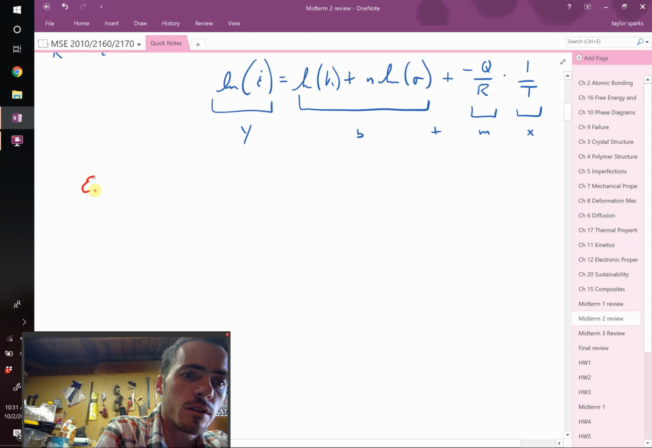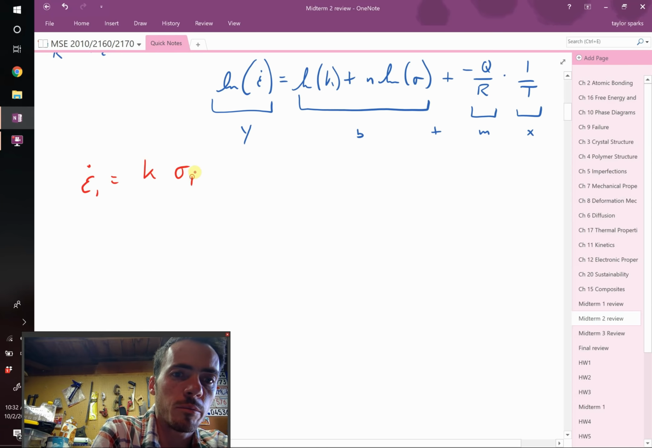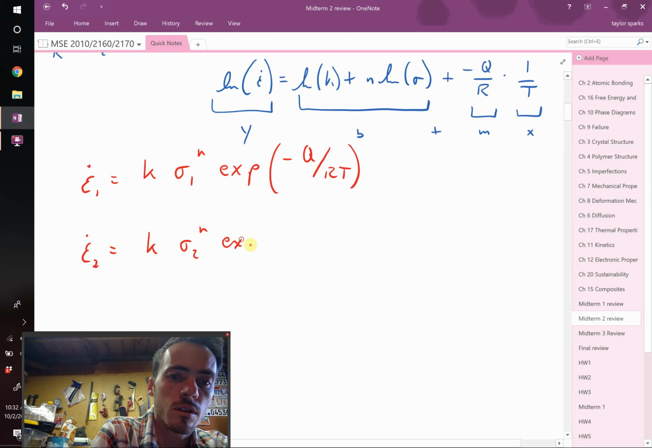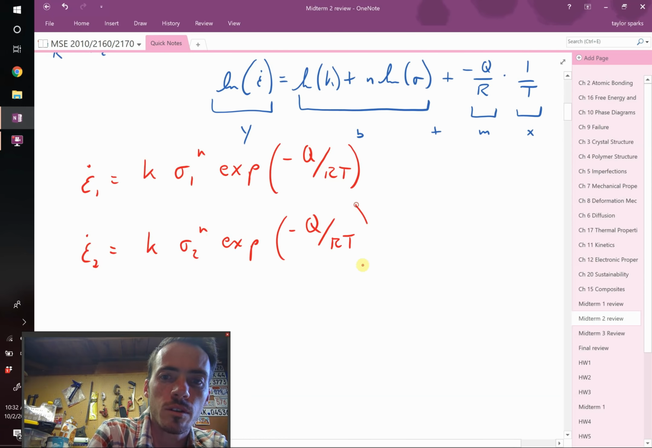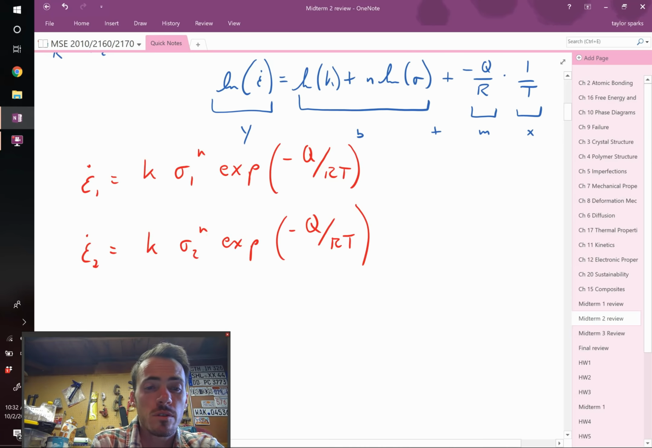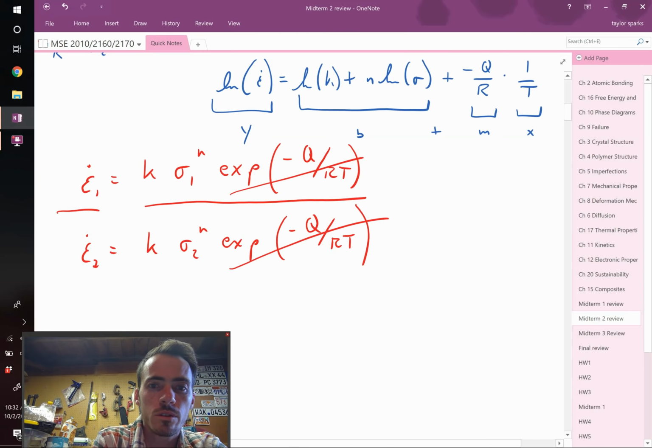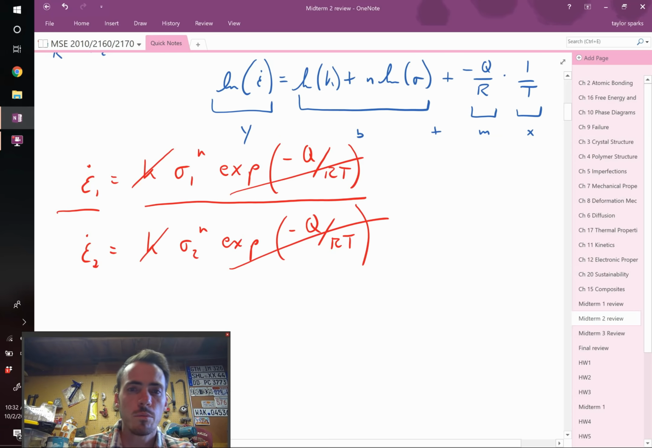So we could say that strain rate 1, epsilon dot 1, is equal to K, which is a constant, multiplied by the stress 1 raised to N, times exponential of negative Q over RT. Meanwhile, epsilon 2 dot is equal to K sigma 2, a different stress, raised to the N, multiplied by exponential of negative Q over RT. In both these cases, the temperature is the same. In that case, if you were to divide these two expressions by one another, these whole terms would cancel out. K would cancel out.